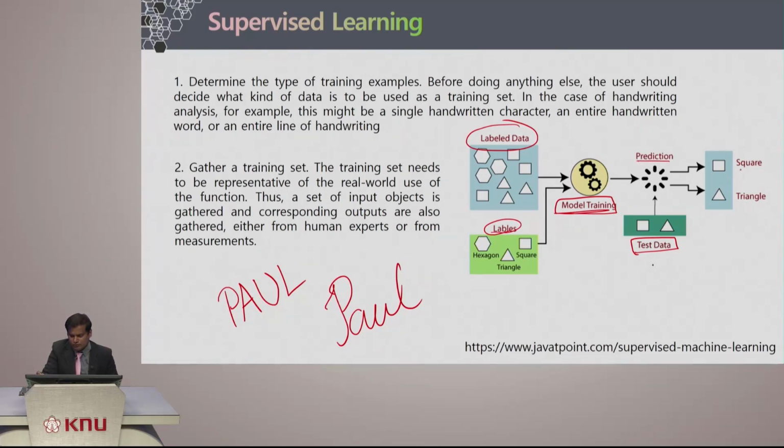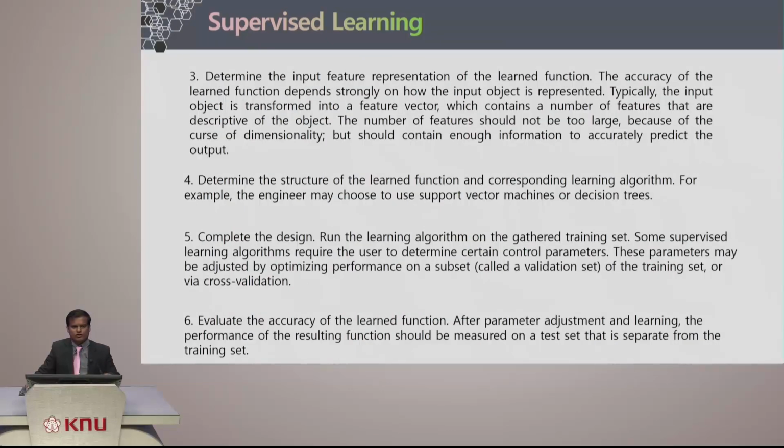whose output is, say, square and triangle, the labels. In this example there are 3 labels: hexagon, triangle and square, 3 labels, and once you provide the input, it has to accordingly and correctly identify what the actual label is. So that's the basic thought about this whole supervised learning.